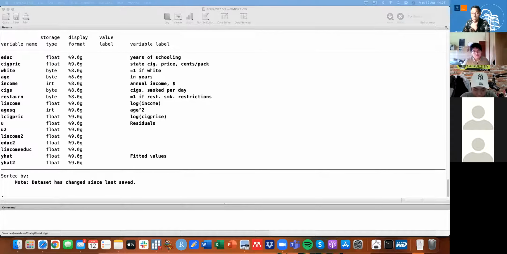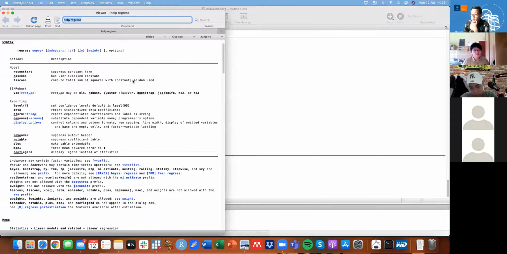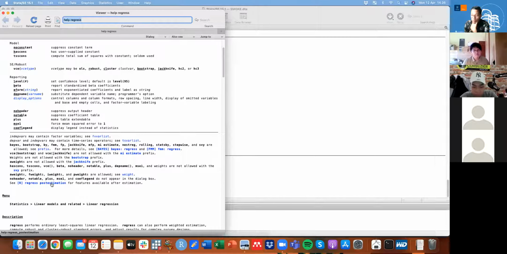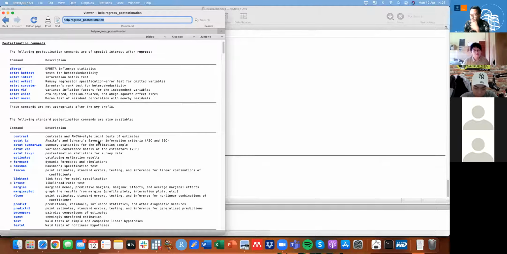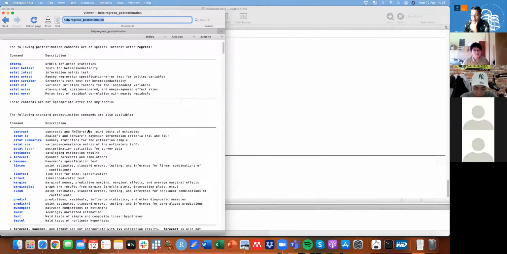Now, there are several tests that we can do. The first one is the Breusch-Pagan heteroskedasticity test, and the other one is the White test. How do we know which to use? It's quite easy. If you don't remember the command, just open up the help for regress and then the postestimation for regress. Here you can see that there are several heteroskedasticity tests that you can do.